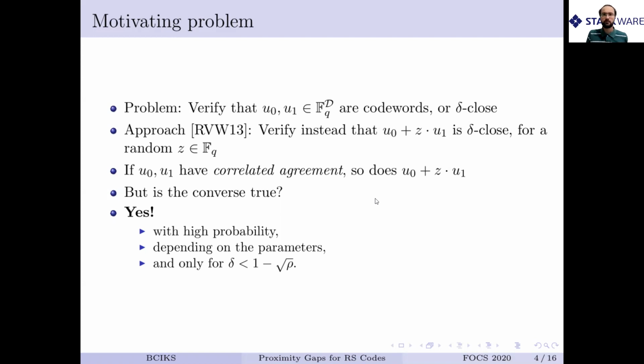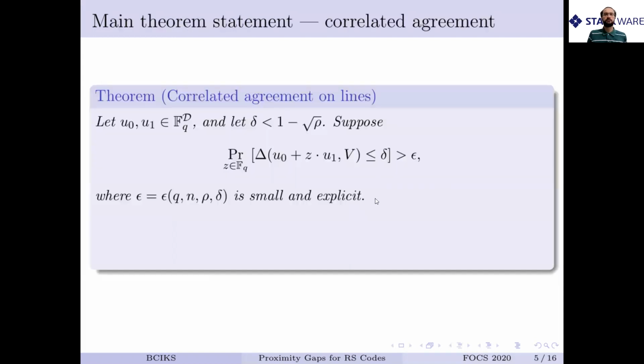More formally, for any two words U0 and U1 and the distance parameter up to 1 minus rho, we assume that the probability for a random linear combination to be delta close to the code is at least epsilon. So that means that for at least epsilon times q values of z, we will have this linear combination be delta close to the code. Where this epsilon is very small and explicit and will depend on the parameters, we will see exactly how in a few slides.